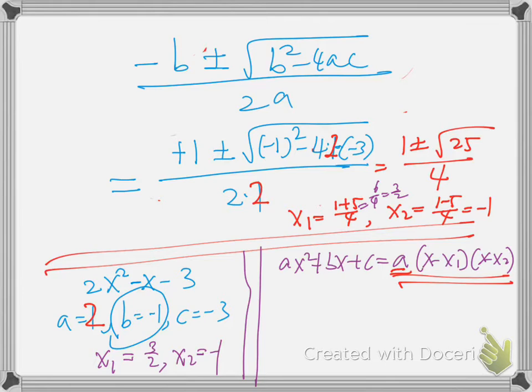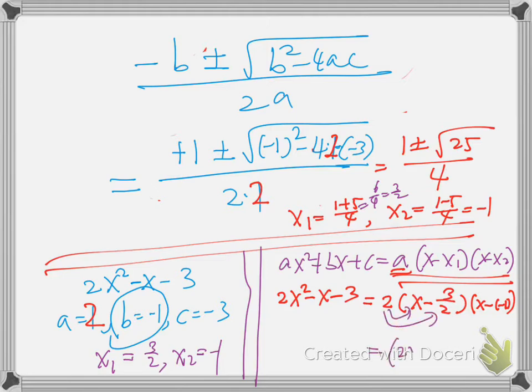So 2x squared minus x minus 3 is 2 times x minus 3 over 2, and then x minus negative 1. So now let's simplify this a little bit. Distribute this 2 to cancel the denominator. So we got 2x minus 3 here, and then this one becomes x plus 1. So we got the same answer by using the quadratic formula. Okay, so that's our factoring part.